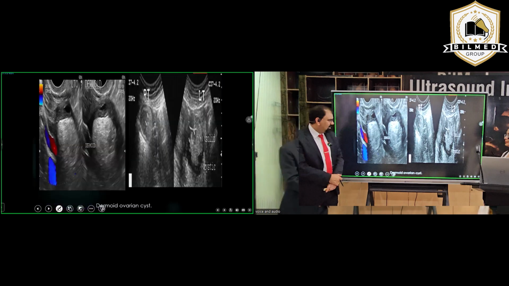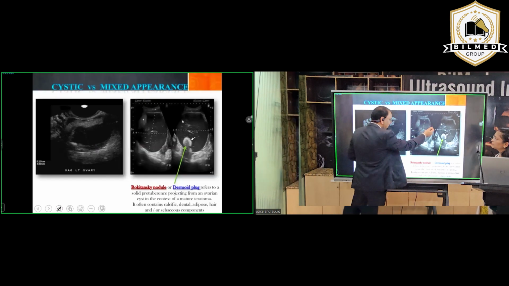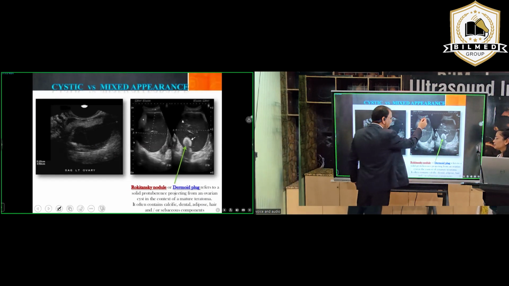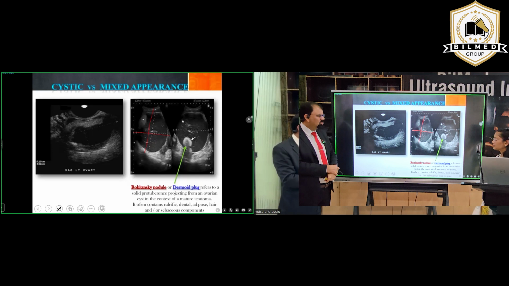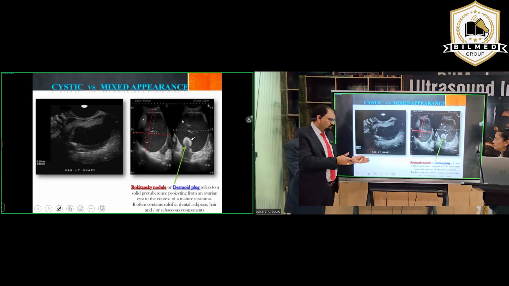Exactly. But if you see a dermoid like this, here I don't have more of the solid material, and you can measure this dermoid from here to here and from here to here very easily. The problem is when the dermoids are very solid, then we will be having a tip of iceberg sign. When they are semi-solid, then there is no point of having this tip of iceberg sign, and this way it is easy to measure. So I hope that this tip of iceberg sign is clear.